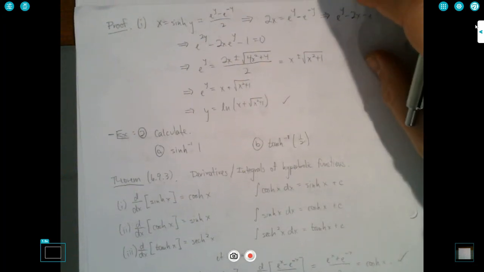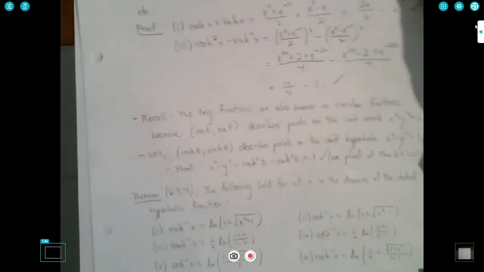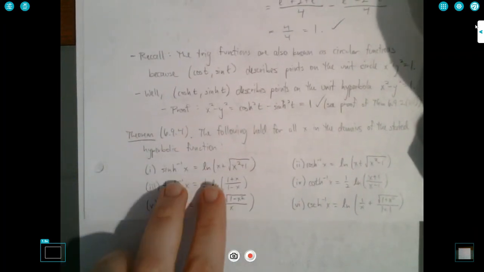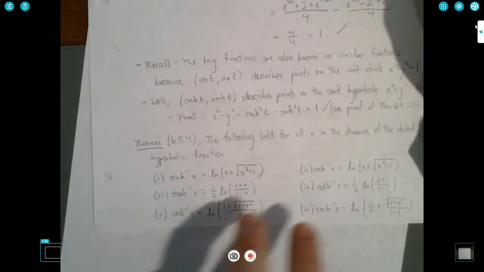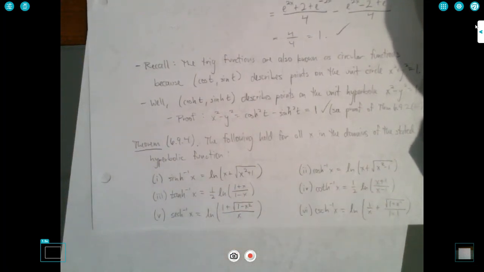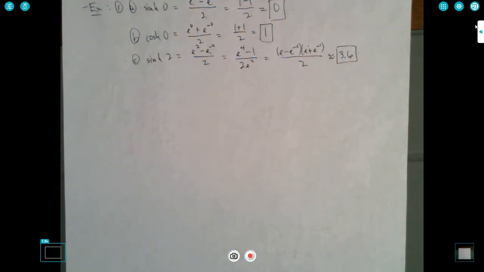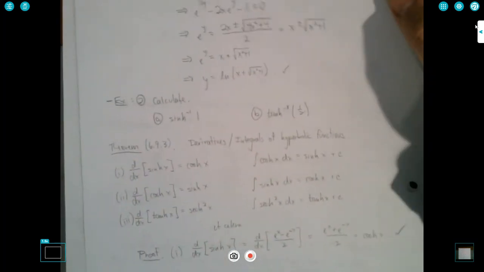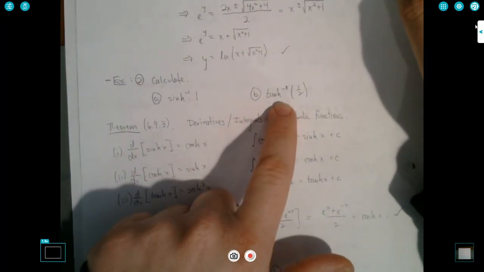Okay? So it's interesting, right? These hyperbolic functions, the inverse of the hyperbolic functions all have these logarithmic forms. Okay? Which is really nice. Okay? So let's do a couple examples. Let's calculate sinh inverse of 1 and tangent inverse of 1/2.